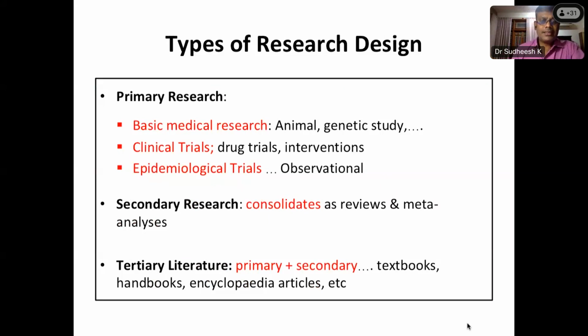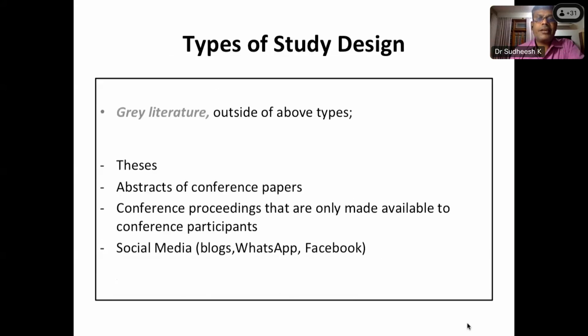And there is something called tertiary literature, where the details from the primary and the secondary literature are all combined, pooled together by an author and provided in the form of concise information. The examples include textbooks, handbooks, encyclopedia articles, etc.